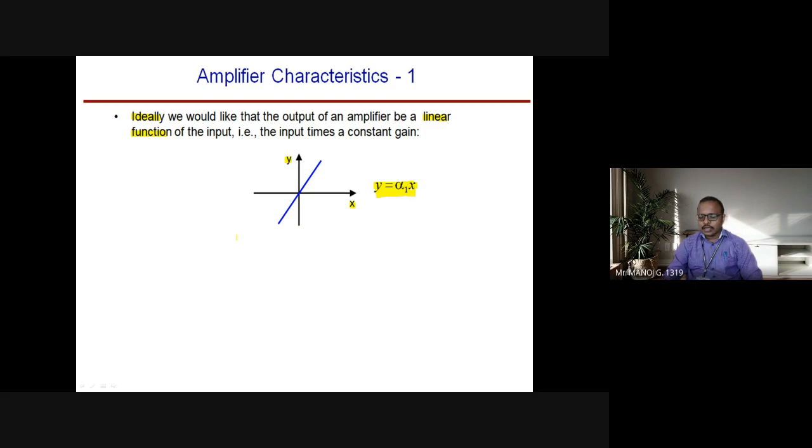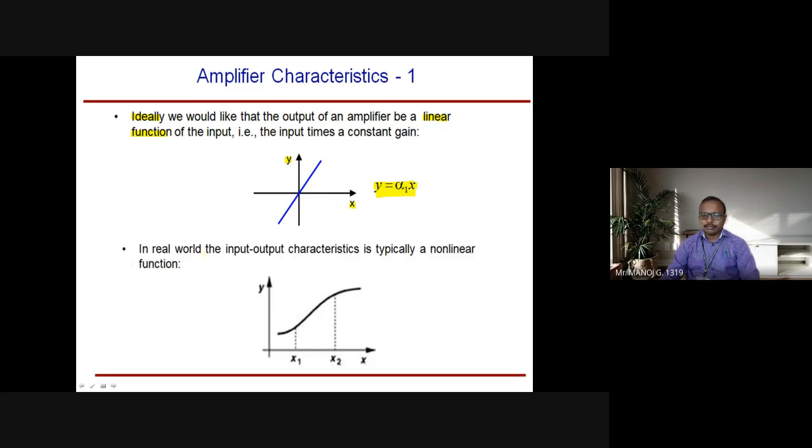When you are dealing with MCQs, please be careful with this particular word. This is the key word: it's a linear function for an ideal op amp or ideal amplifier. Is that clear? So this graph of characteristics is plotted between y and x, where y is the output and x is the input. Now when you look at the real time, or practically, when you talk about the input output characteristics, it is a non-linear function.